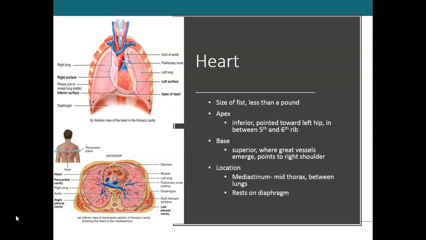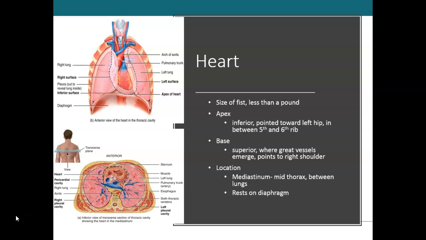The heart rests on the diaphragm near the middle of the thoracic cavity in an area that we call the mediastinum. So that's just an anatomical region that extends from the sternum to the vertebral column, from the first rib to the diaphragm, and between the lungs. You should have learned this in your Anatomy 1 class, right? So about 2/3 of the heart lies to the left of the body's midline.